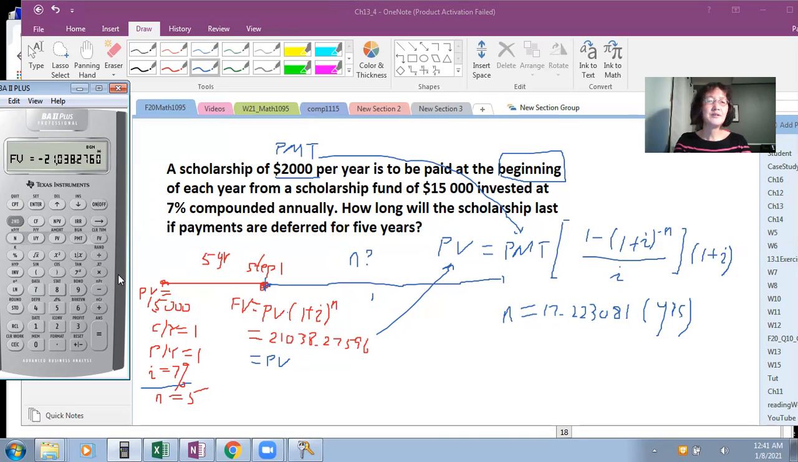And this value is the present value for the annuity. So I press PV. And 2000 is PMT. 7 is IY interest. 0 is future value. Compute term N. See, you get exactly the same number here. So that is the calculator. Excel.